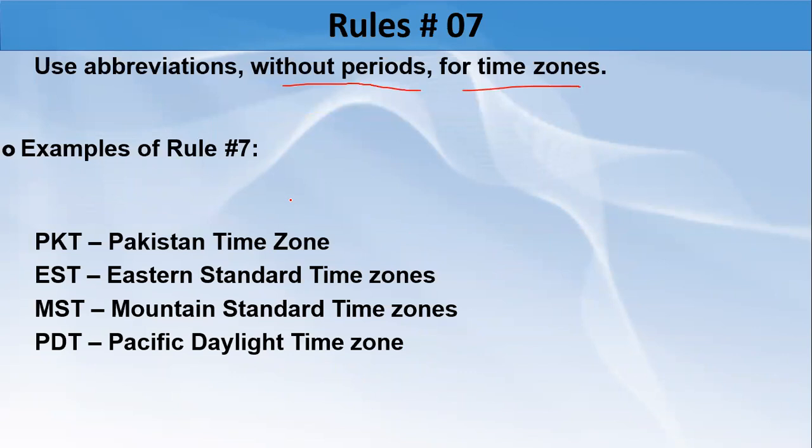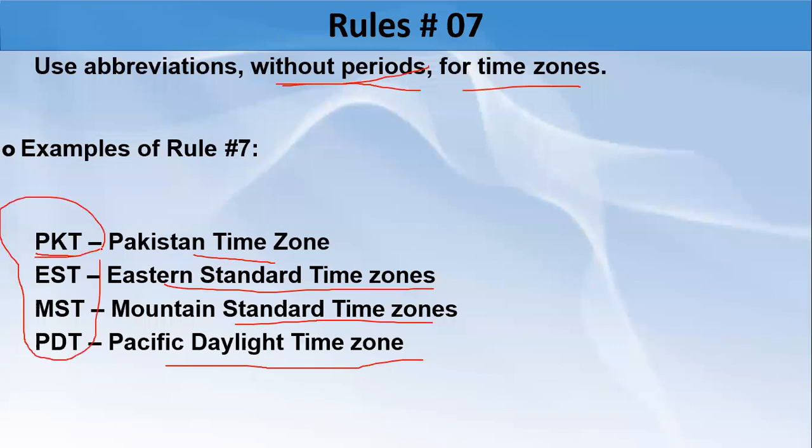Okay, so that was rule number 6. Moving to rule number 7: use abbreviations without periods for time zones. Time zone means every country has got its own time zone. We have PKT for Pakistan time zone, EST for Eastern Standard Time, MST for Mountain Standard Time, PDT for Pacific Daylight Time. UK, US, every country has got its own time zone. Now when you want to write the time zone, you need to write the abbreviations without periods. If you can see, we cannot see any full stop here. Okay, so that was rule number 7.